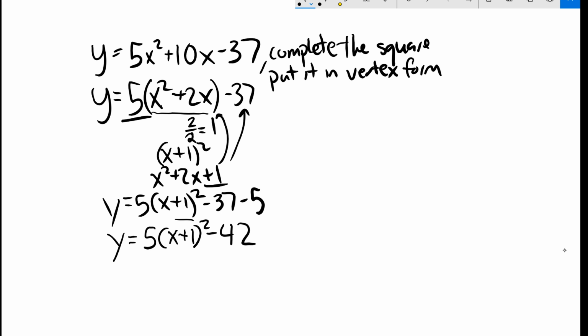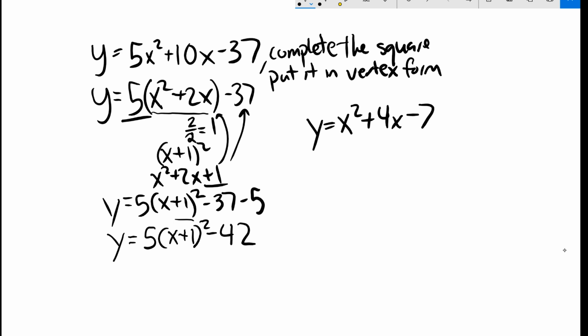And honestly, this is about as complicated as I would make this on the quiz. This one is representative difficulty. It's not going to get harder than this. There's always the easy case, like y equals x squared plus 4x minus 7. I'll just go through this one really quick because it's pretty easy.